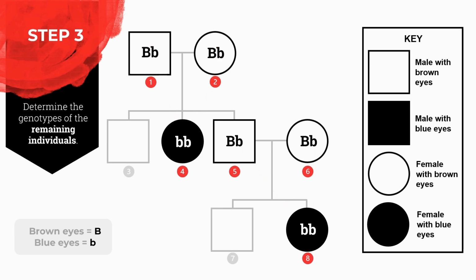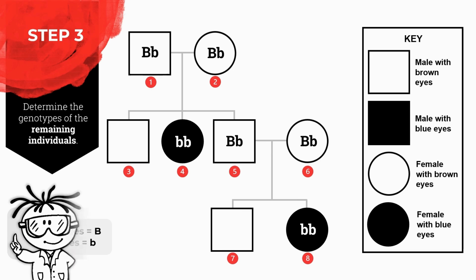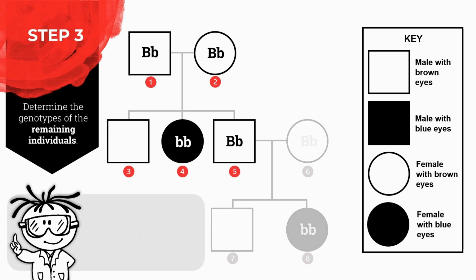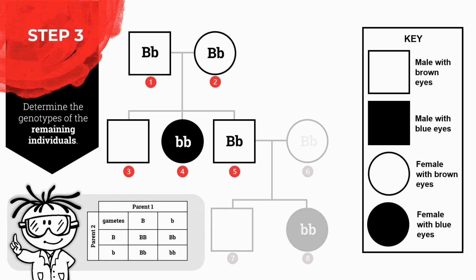Lastly, you must determine the genotypes of the remaining individuals on the pedigree diagram. This includes individuals 3 and 7. Do this by drawing Punnett squares to determine all the possible genotypes that could result from the parents. For example, for parents 1 and 2, the Punnett square would look as follows. Their son, number 3, has brown eyes.